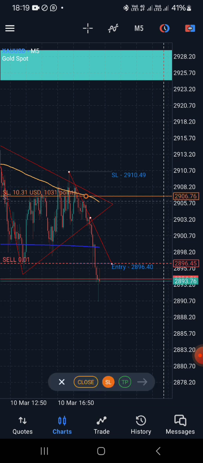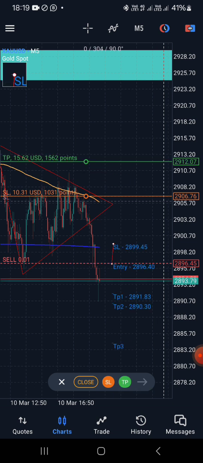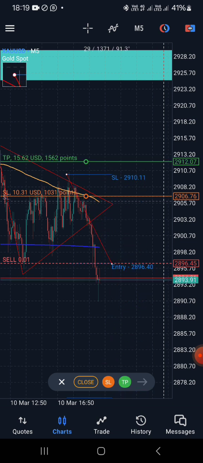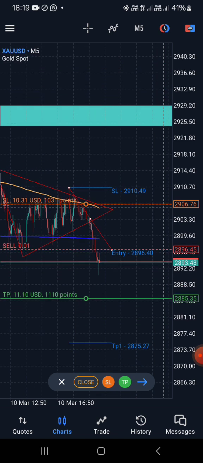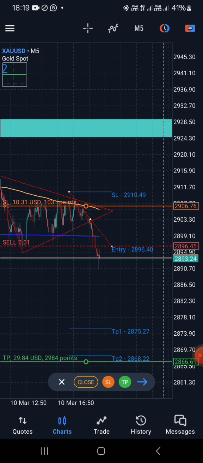My stop loss is already set. I want to put my take profit. So let's look at it. Pardon me for this. Yeah, I'm back. So this is it. I'm going to take my profit, my take profit level, down to TP2.